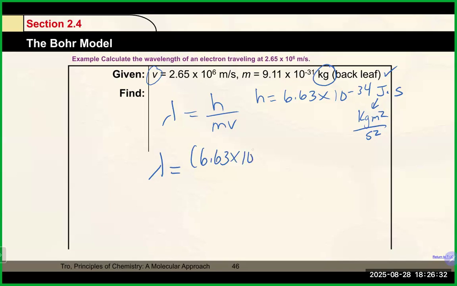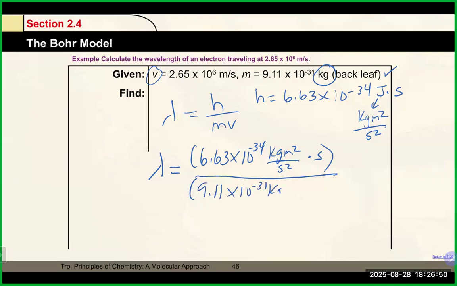6.63 times 10 to the minus 34. And we'll use the kilograms meters squared per second squared so we can see that, in place of the joule. Remember, we also do still have another seconds that's going to be multiplied there. Divided by our mass, 9.11 times 10 to the minus 31 kilograms, and our velocity, which is already in meters per second. Again here, second, going to take out both of them.